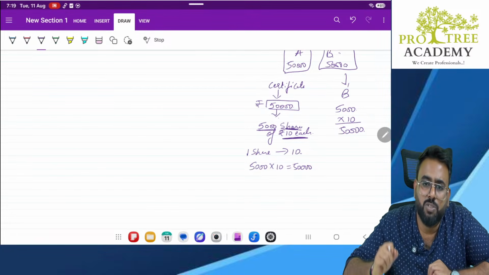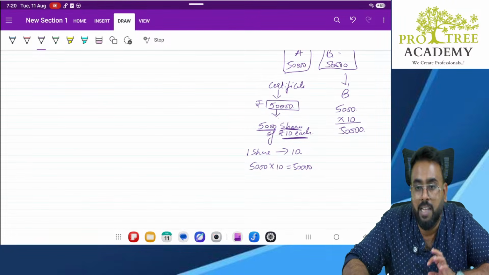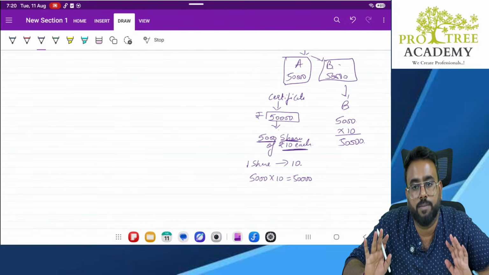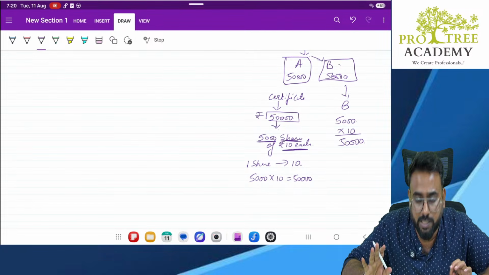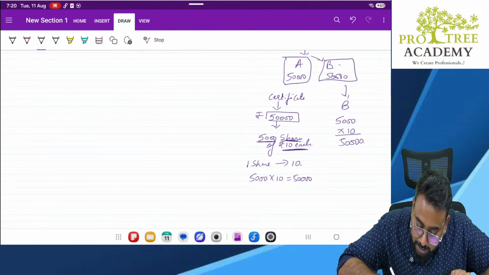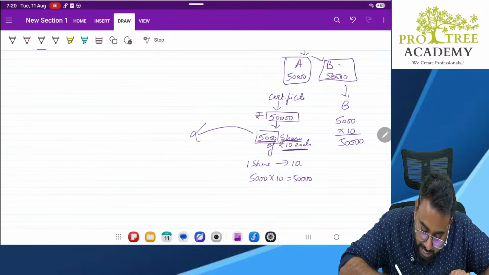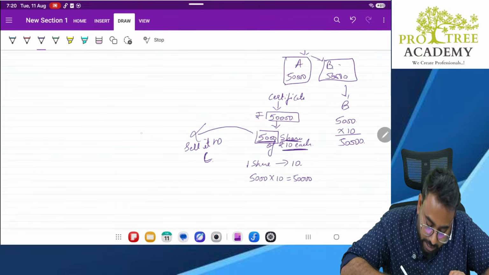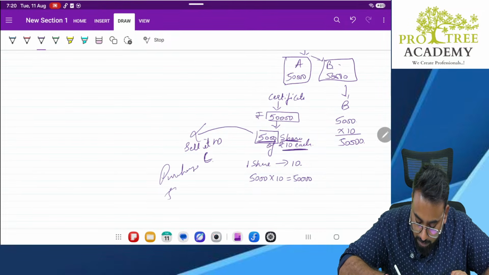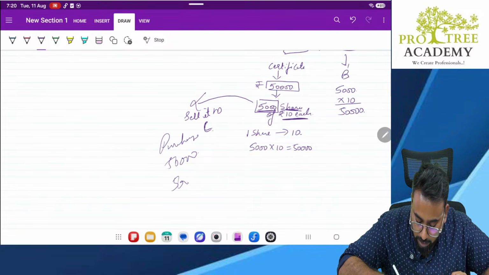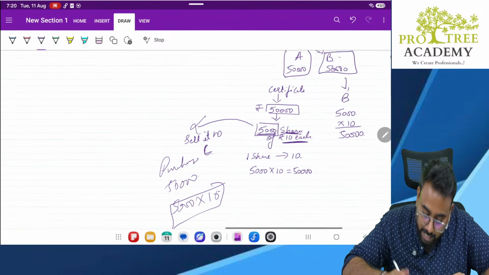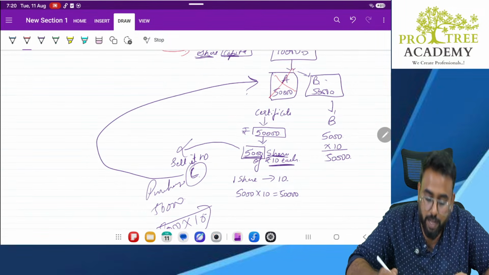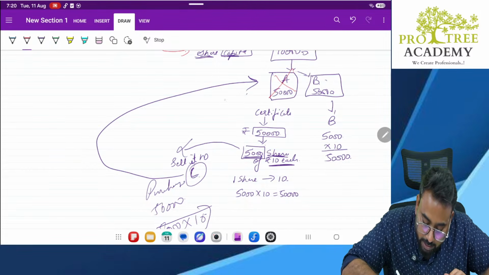Sir, why do you have to issue the shares, sir? What is the logic behind that? The logic is simple. Say tomorrow, A doesn't want to continue this business. So what can A do? These 5,000 shares, he can sell them to Mr. C. So Mr. C will purchase 50,000 worth of shares, 5,000 shares of 10 rupees each. And suddenly Mr. C will become the owner and Mr. A will no more be the owner. So now who will be the new owners? C and B.